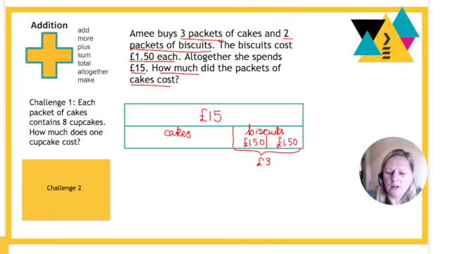Now, if children couldn't add up £1.50, then we would look at the formal method of adding up. But for now, we know that we've spent £15 here. The biscuits cost £3, and therefore the cakes cost £12.